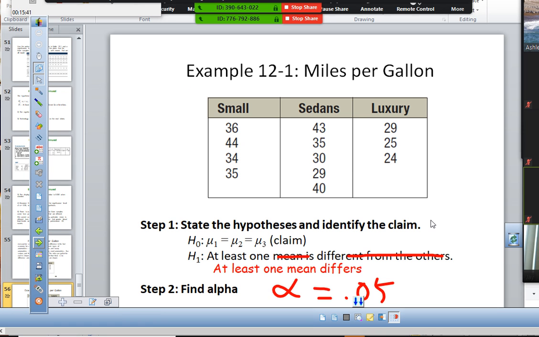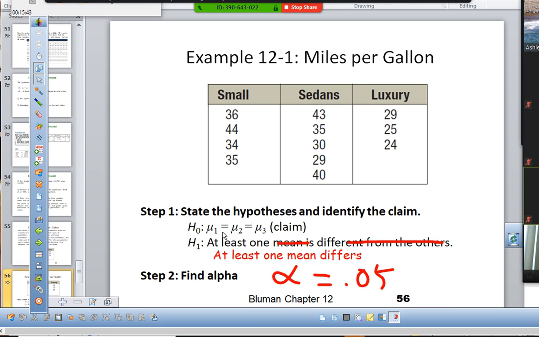So there is my claim that mu1 equals mu2 equals mu3. H1 is at least one mean differs, or at least one differs. My alpha is 0.05, so just write that down. Step 2, alpha equals 0.05. So you should be writing this stuff down here under example. This is the first part of what we're going to turn in next class.